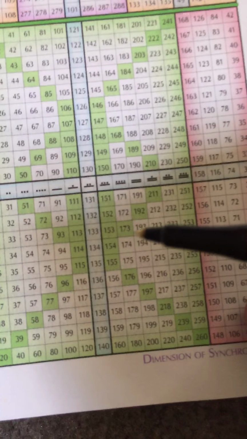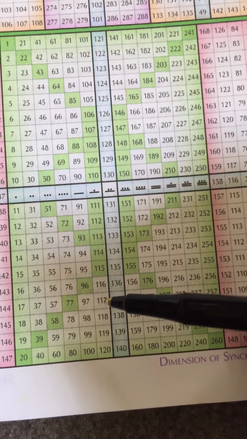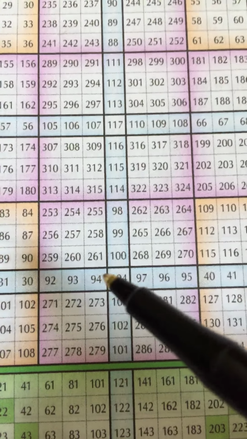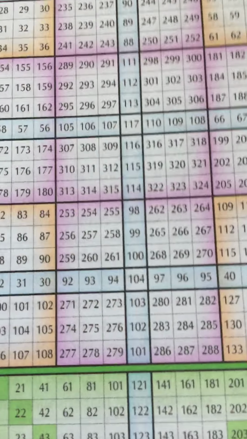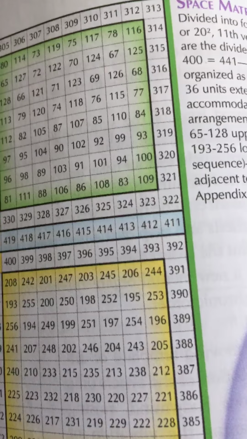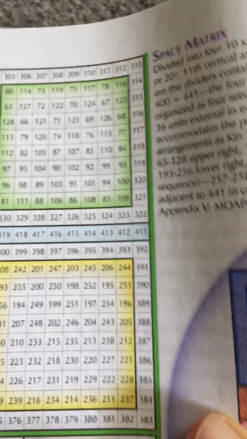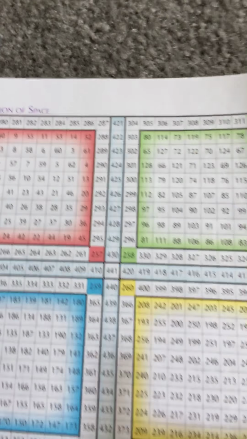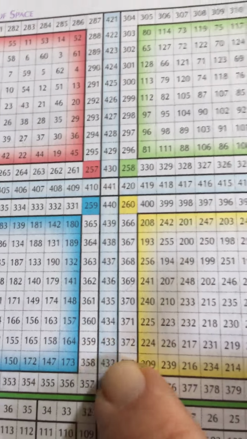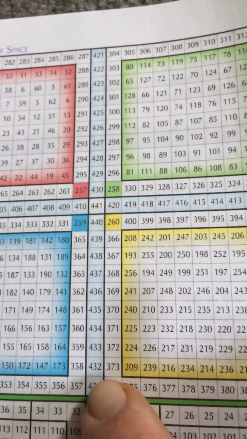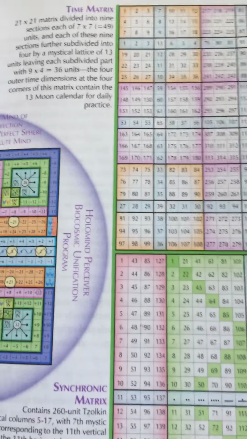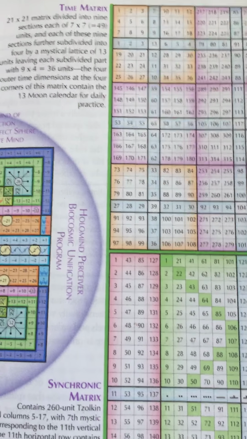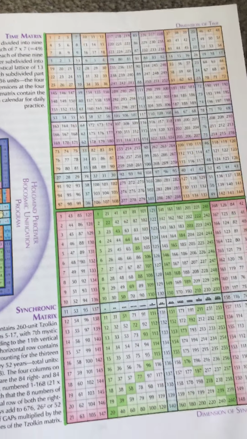So, we got 117 here. So it's 94 on this one, the time matrix. And then 360? Yeah, 360 on this one. And so note how 117 being a very key number, 360 is also a very key number.